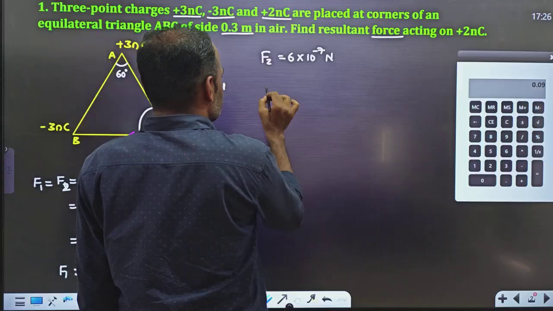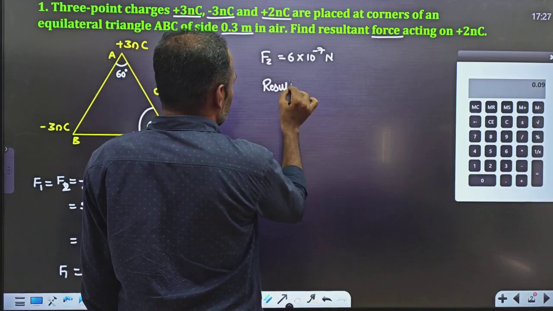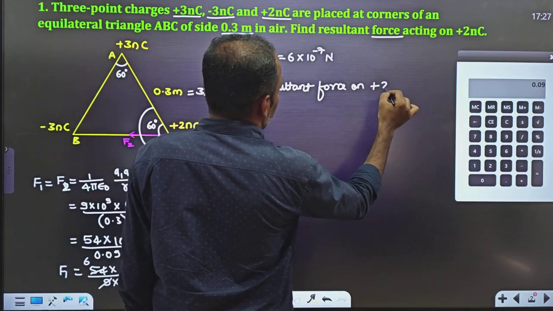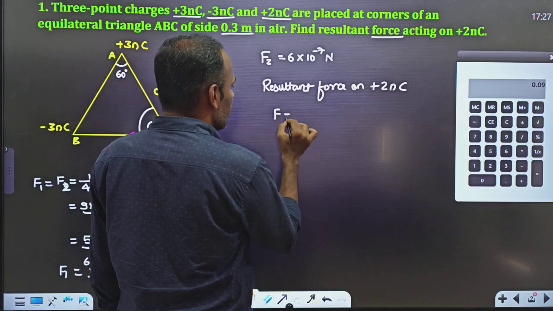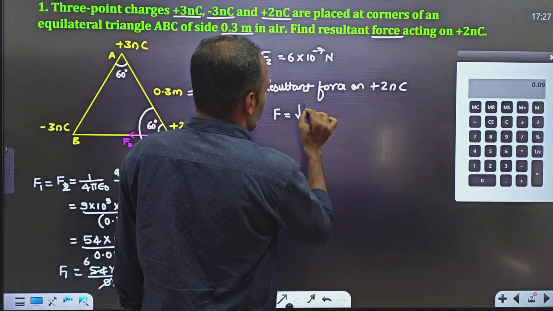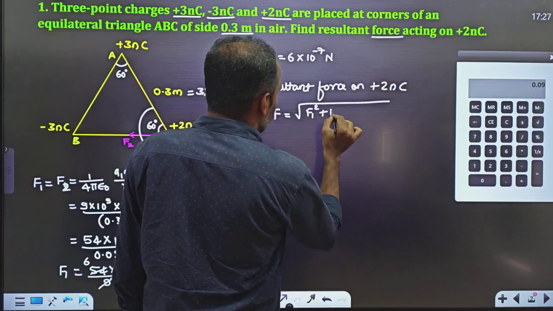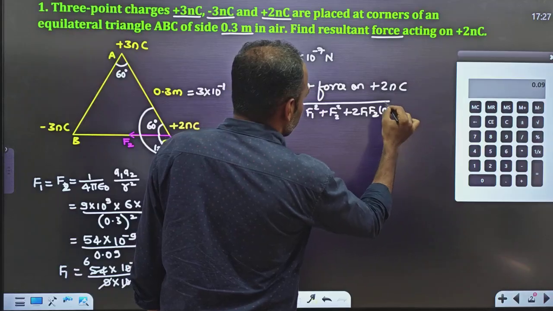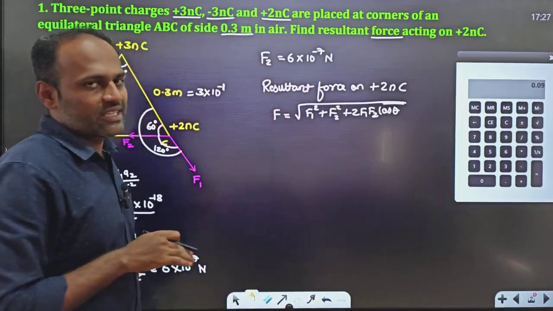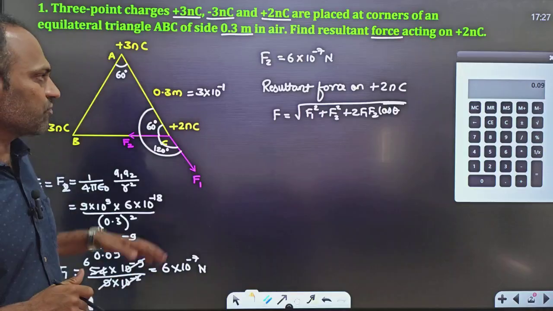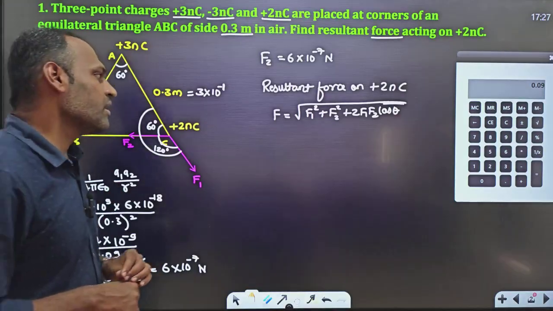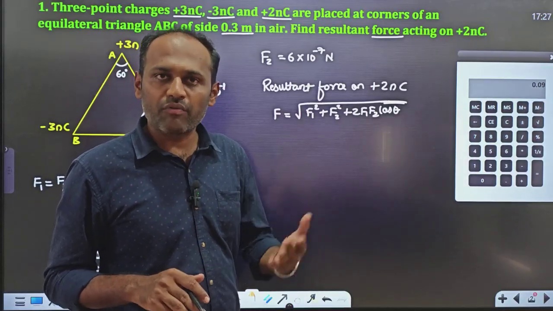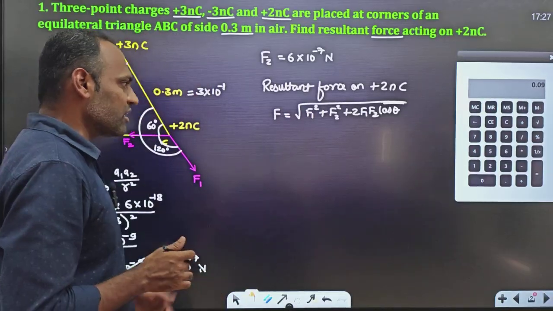Okay, let me show. See, the resultant force on the plus 2 nanocoulomb charge, I will write it as F is equal to root of F1 square plus F2 square plus 2 F1 F2 cos theta. Correct? Cos theta. Now, I am starting from the basics. I am not taking the direct result because this is a 5 mark numerical. So I am starting it from basic. We already know that if the angle between two equal vectors is 120, then the resultant will be equal to any one of the vectors. That is what we have to calculate and show here.